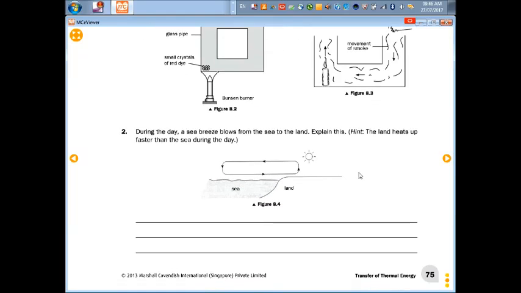Finally, your geography. A sea breeze blows from the sea to the land. That is in the daytime. And they gave you a hint that the land heats up faster than the sea during the day. So during the day, the land heats up faster. Alright, then what happens to the air over land? If it heats up faster, what happens to the air over land? It rises. Why?